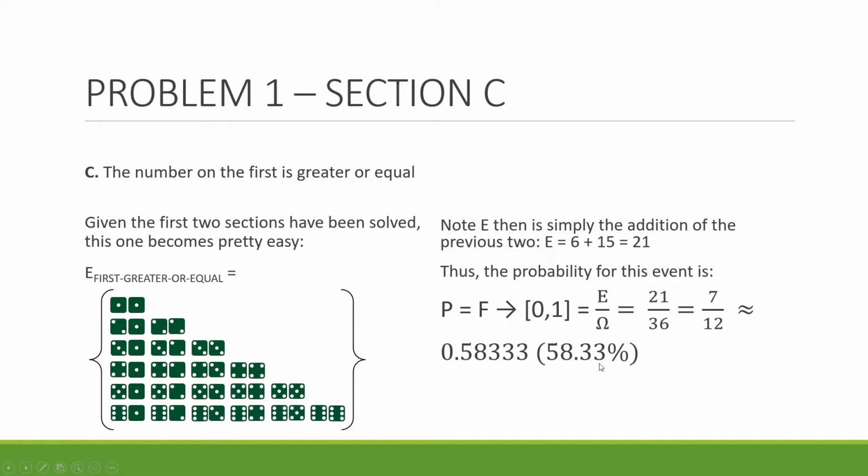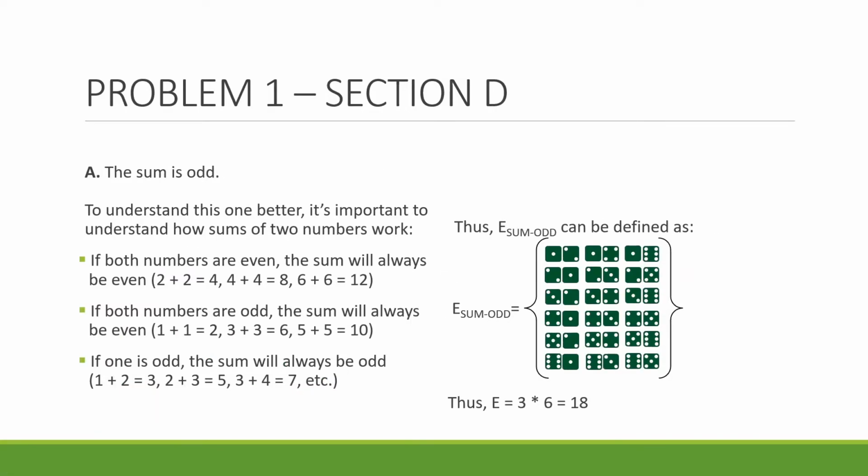To be able to understand how we get an odd number out of two numbers, we need to understand how additions of two numbers work. And there are three simple conditions. If both numbers are even, the sum is always going to be even. That's 2 plus 2 equals 4, 4 plus 4 equals 8, 6 plus 6 equals 12, and so on.